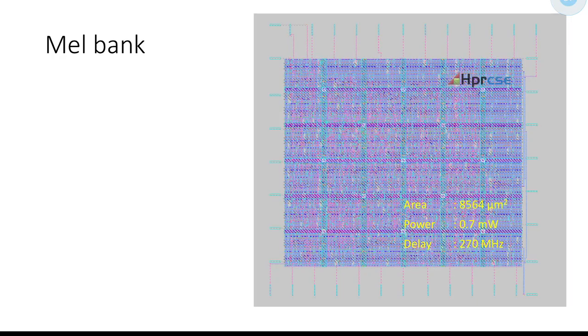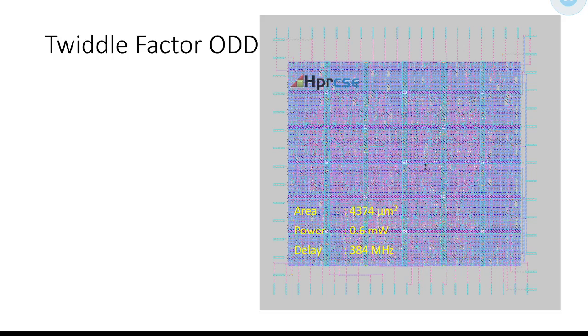Mel Coefficient generator for 8 kHz sampling frequency in 130 nanometer Skywater PDK. Area 8564 micrometer square. Power 0.7 milliwatts. Delay 270 MHz. Twiddle factor coefficient generator unit for DCT in 130 nanometer Skywater PDK. Area 4374 micrometer square. Power 0.6 milliwatts. Delay 384 MHz.